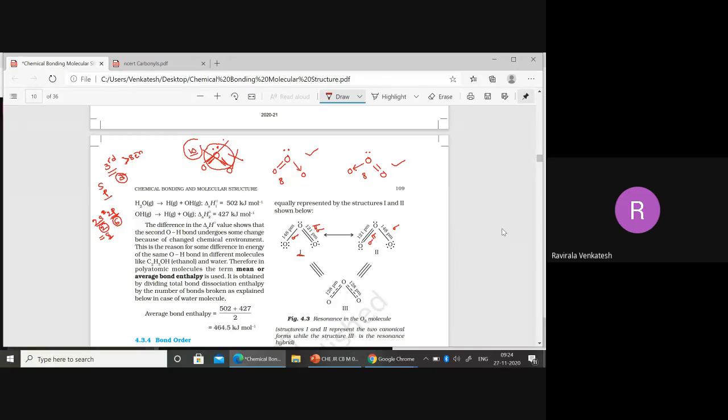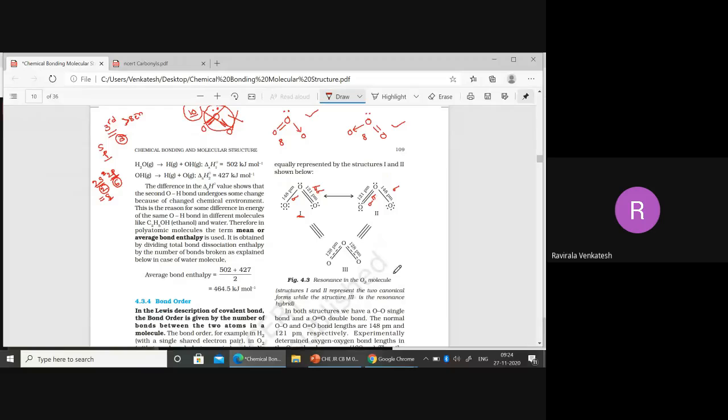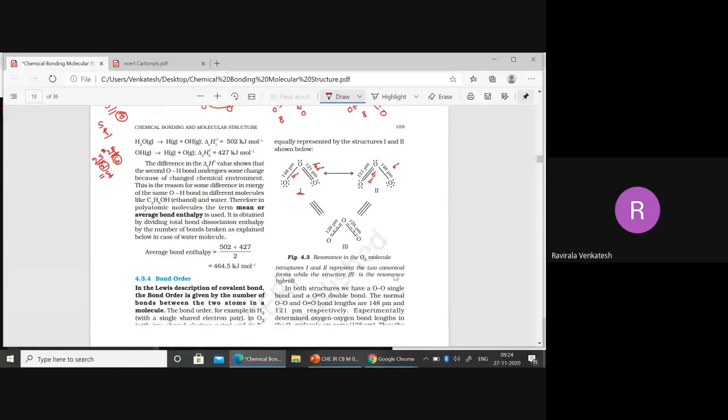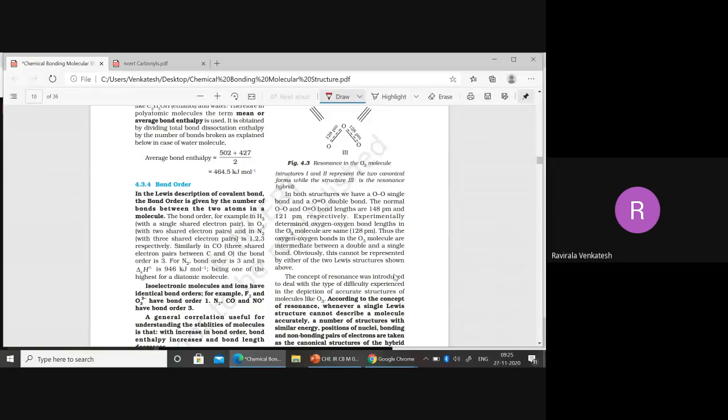Understood here? Now yesterday I told you how you study bond length, everything by using the X-ray diffraction methods or spectroscopic methods. In that method, what you are observing, the OO bond length, you are getting around 128 picometer. The OO bond length, how much you are getting here? 128 here. The OO bond length, experimental result, how much you are getting? 128 picometer.